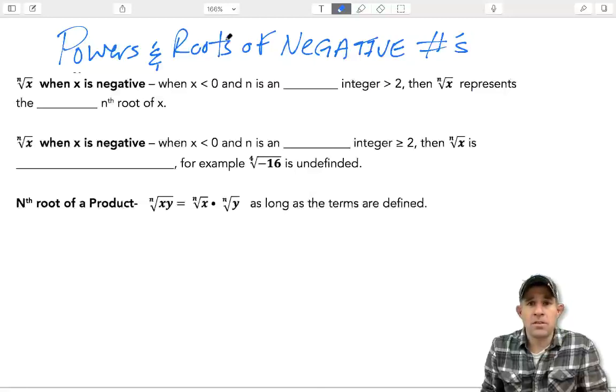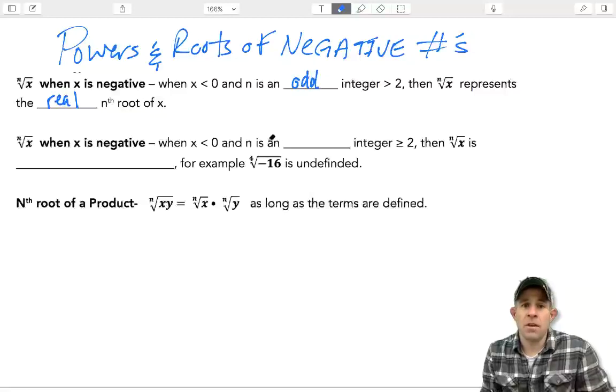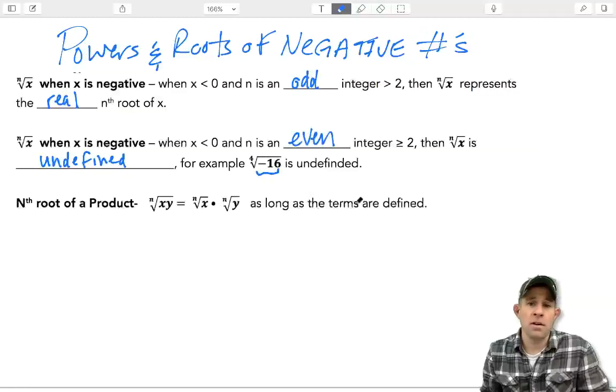So remember our notation for this nth root. The nth root of x, when x is negative now and n is an odd integer, represents the real nth root of x. When we're taking the nth root of x and x is negative and n is an even integer greater than or equal to 2, then the nth root of x is undefined. This would be like taking the fourth root, the square root, or the sixth root of a negative number, and we say that's going to be undefined.